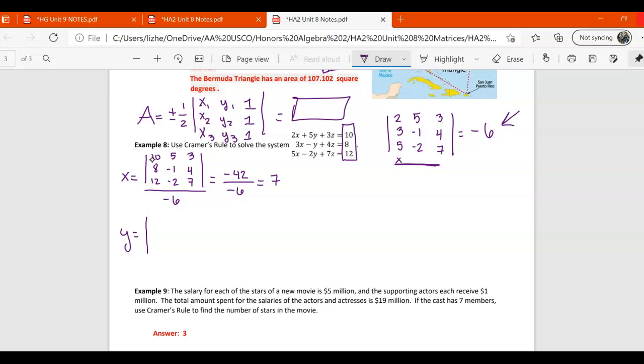Okay, so now since I'm going to find y, I'm taking out the y column right here and putting in the constant. So the x column is 2, 3, 5. The constants are 10, 8, and 12. And now I put the z's in, 3, 4, 7. And I want to find the determinant of that matrix, divided by -6. And so now I go back to my calculator, and I edit it again.